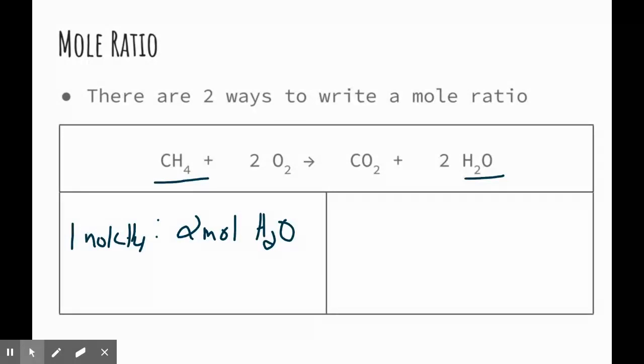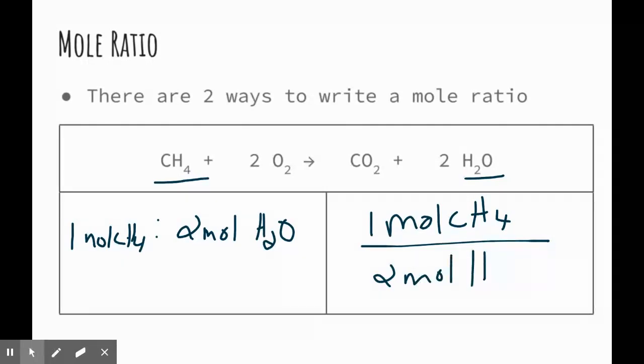The other way is to write it as a fraction. So 1 mole of CH4 over 2 moles of H2O. And either way is correct. I prefer the fraction because as we get deeper into this unit, we're going to be using T-charts again, and the fraction just makes more sense to me. But either way is just fine.